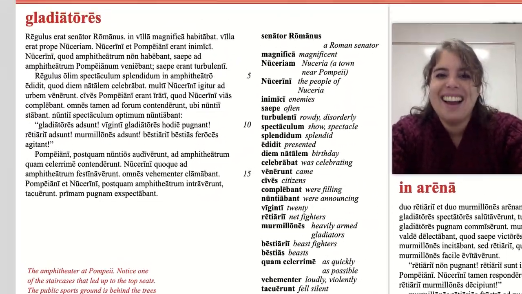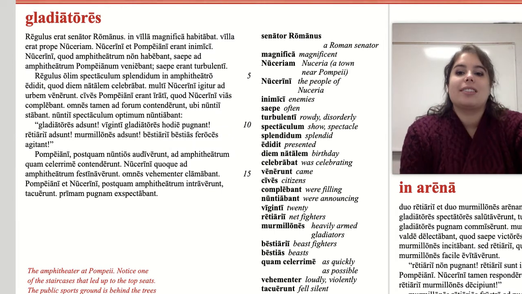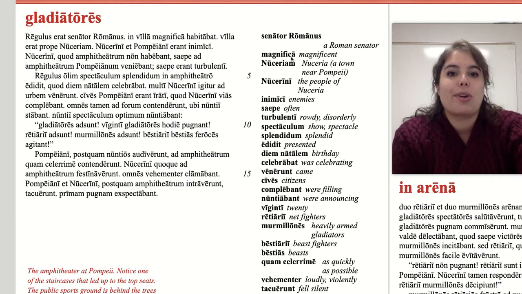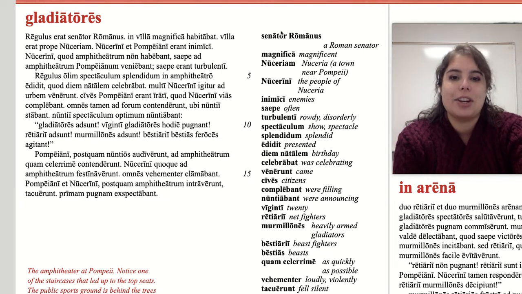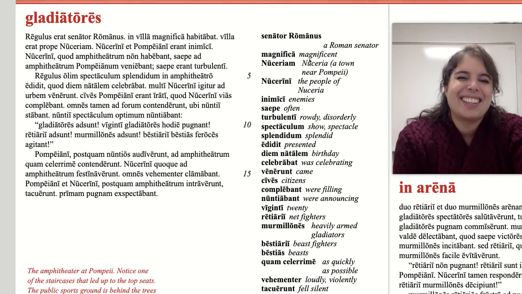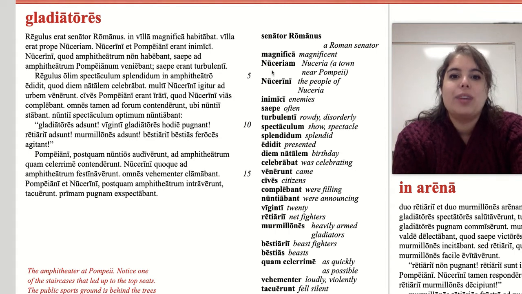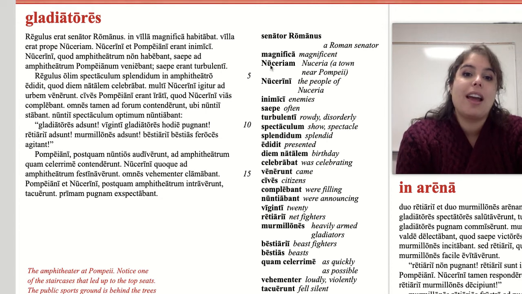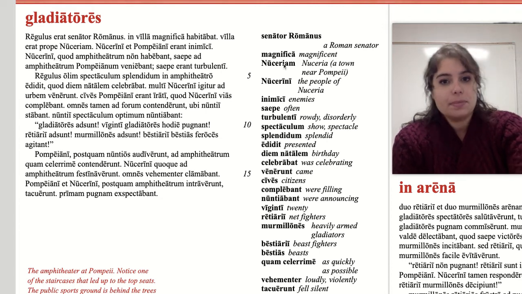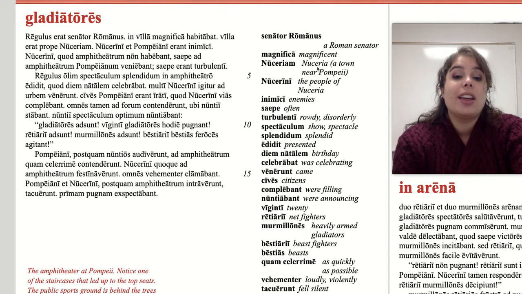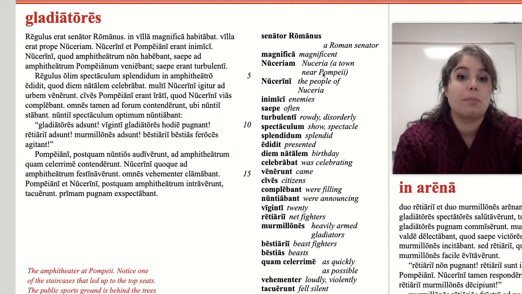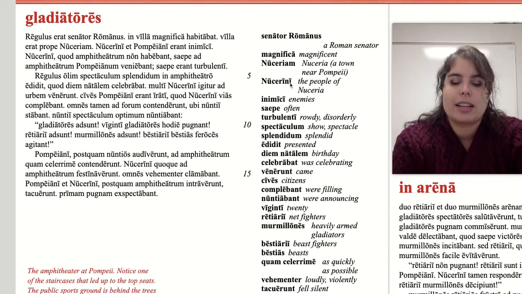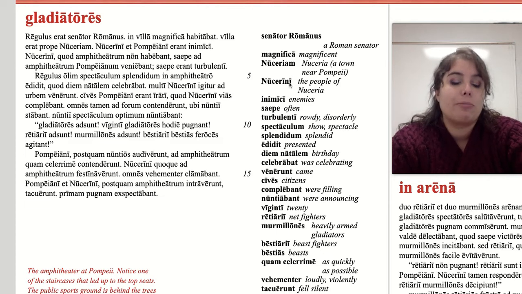Okay. All right, so we've got our glossed vocab here. Senator Romanus, this is a Roman senator. Magnifica, magnificent. Nuceriam. This is capitalized. Remember, capitalized words are going to be names of people or places. So in this case, Nuceriam is the name for Nuceria, a town near Pompeii. And then Nucerini is our word for the people of Nuceria. So this Nucerini, that's a nominative plural ending.